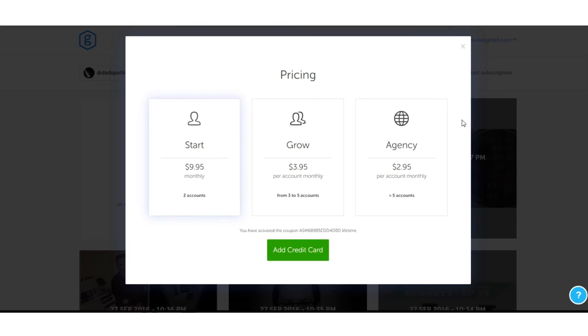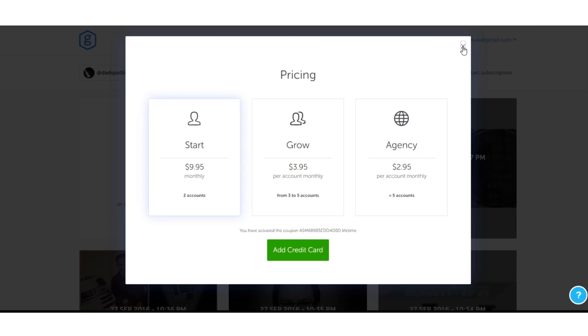Now, this is the pricing model that you can see. It is $9.95 a month for two accounts, and then it adds on $3.95 per account, and then $2.95 per account above five accounts. So if you are an Uber Instagram user, posting to many, many accounts, you can see that they do have a number of different ways that you can utilize their processes.